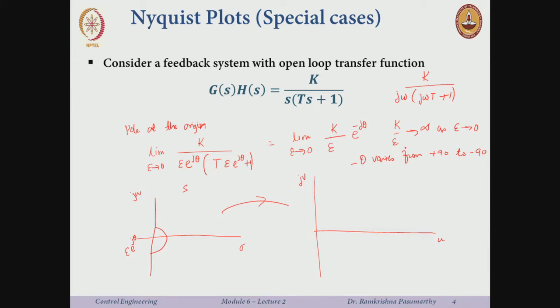So, as epsilon tends to 0, the magnitude goes to infinity, and the angle goes from plus 90 to minus 90. So I will just have an arc like this, of radius infinity, and it will travel in this direction, here, here, here and here. This is just to do with the pole at the origin, and the rest of the Nyquist plot follows the same procedure as before.